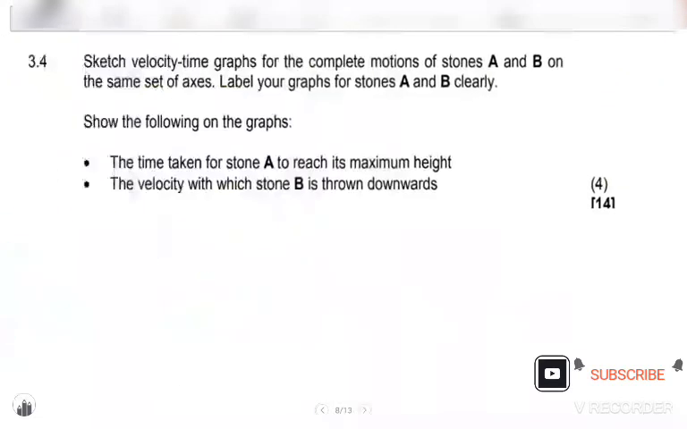Then let's go to the next one, 3.4. It says sketch the velocity time graph for the complete motions of stone A and B on the same set of axes. Label your graphs for stone A and B clearly. Show the following on the graphs. So what you must do, you just have to do this.